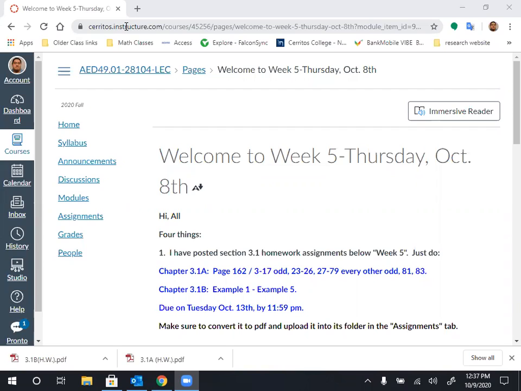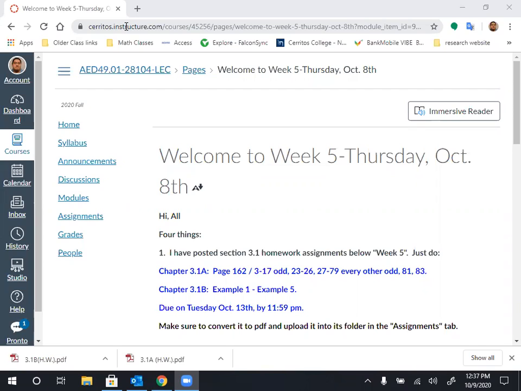Now for 3.1b, oh, and then I forgot 81 and 83 for 3.1a. 3.1a also has 81 and 83. Yes. Okay.